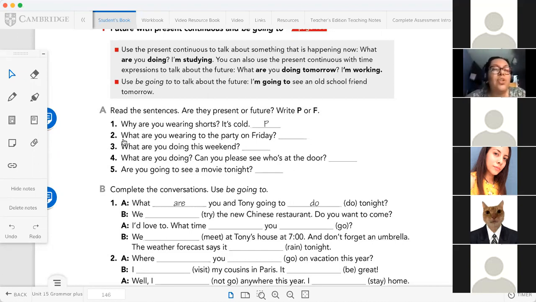All right. Number 2, what are you wearing to the party on Friday? What do you think, present or future? Future, definitely, because it's Friday. On Friday, it's future. Yes. What are you doing this weekend? Future, yes, very good.